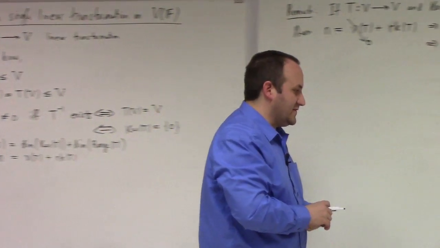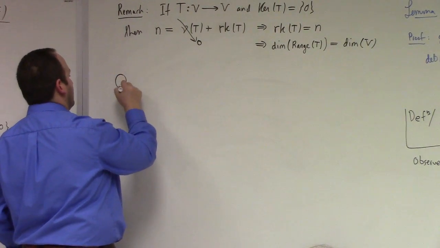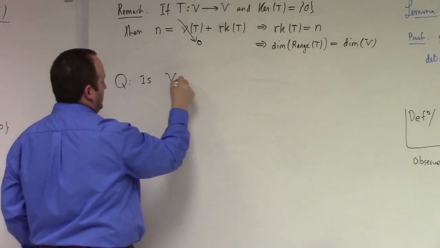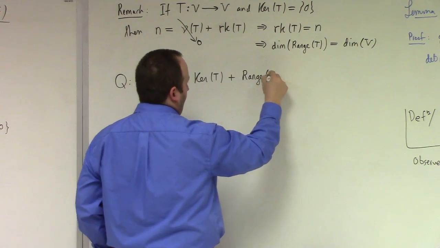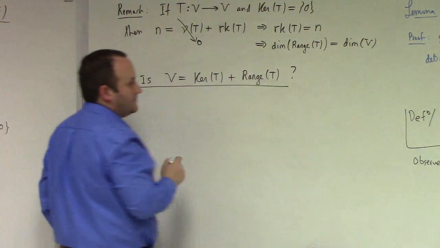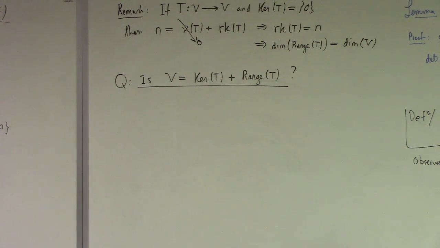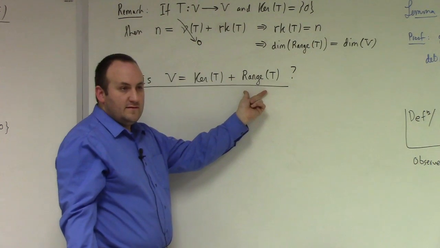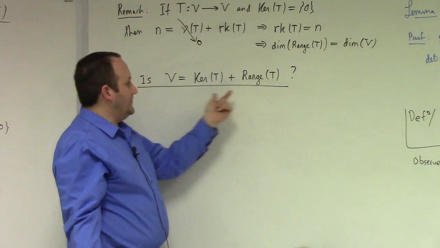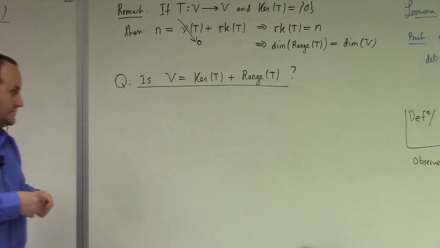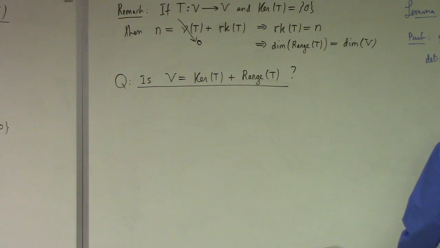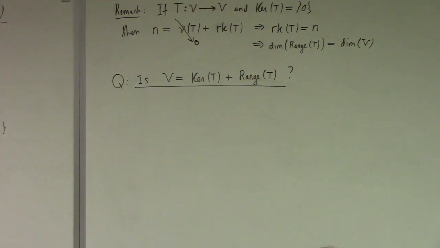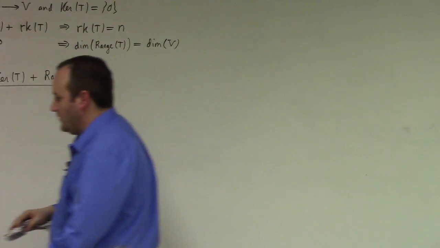Now we can start asking more adventurous questions. Here's a question: is V equal to the kernel of T plus the range of T? What do you guys think? True or false? We have the dimension of this plus the dimension of that is n, so it must be that this is true, right? It's a trap. When would that be true?